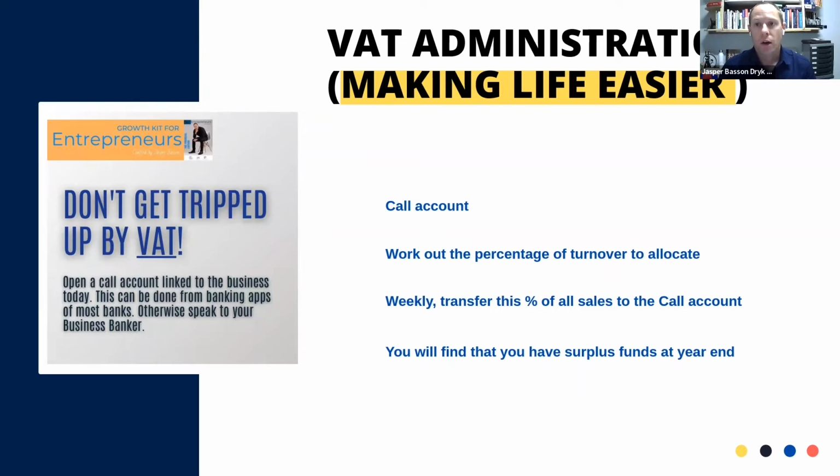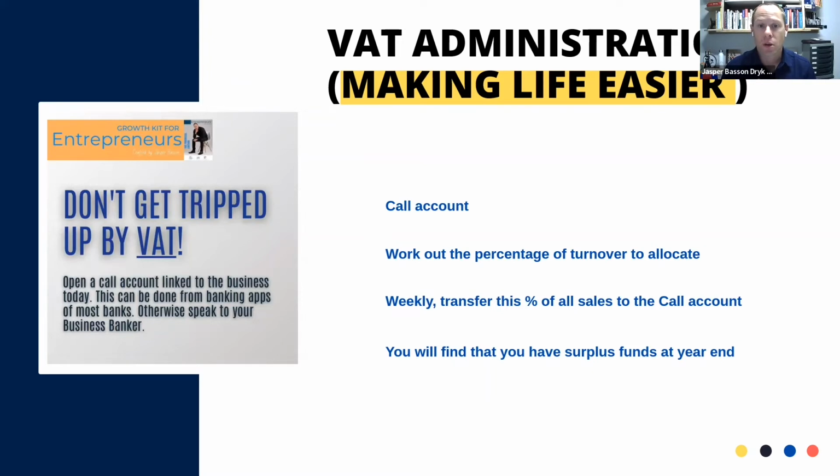Right, so how do I make sure that every 2 months I need to pay over the VAT to SARS, so I actually have the money available? My suggestion, very simple idea, I will tell you in a moment what I do, but for the most part, create a call account that you link to your business account. So you create a call account that's in the name of your business, and you ask your business banker to link that call account to your business account.